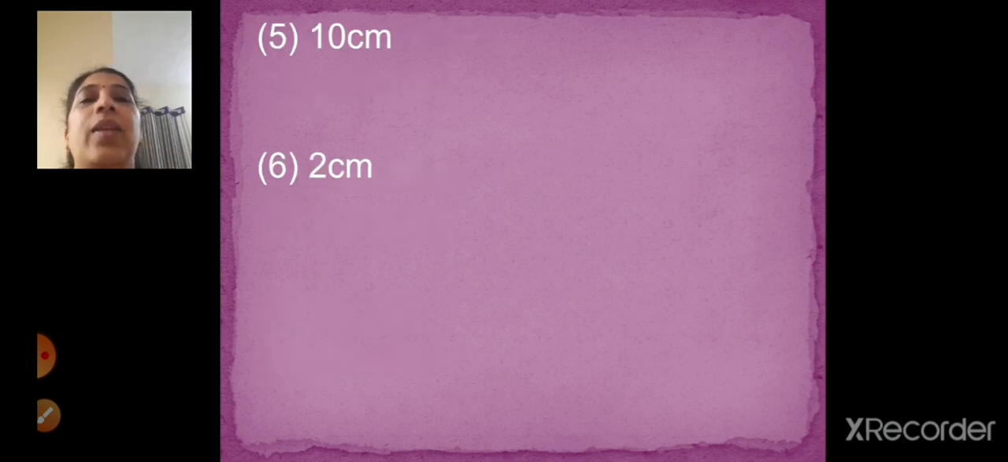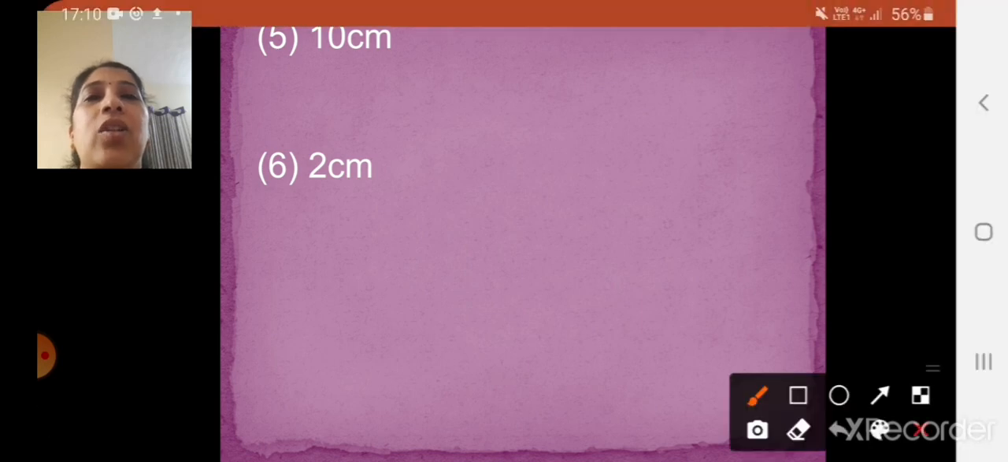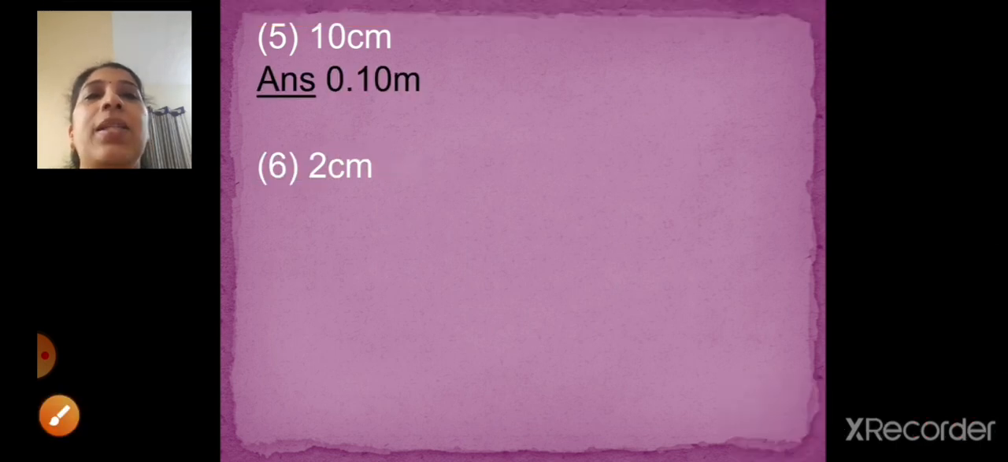Next is 10 centimeter. Now 10 centimeter means, children, there will obviously be 0 meter. So 0.10, right? So 0.10 meter, right? Now next, last one is 2 centimeter. Now here also, children, you can directly write it as 0.02 meter because it is 2 centimeter.